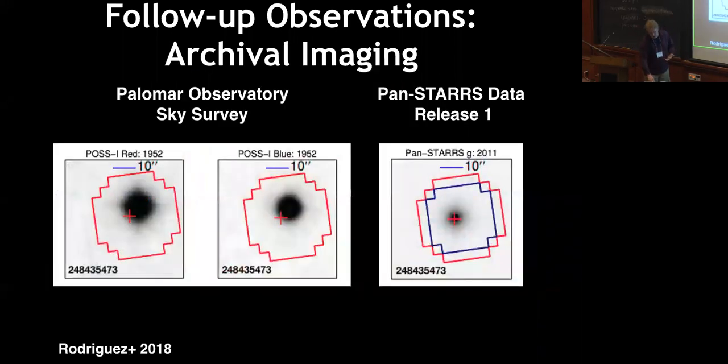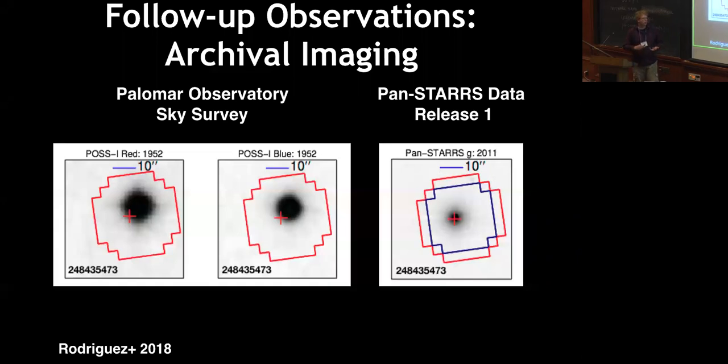We also looked at images that have been taken over the course of the last 70 years almost. So these are observations from the Palomar Observatory Sky Survey, which were taken in 1952. That's really cool, as we can see in some cases, when we're lucky, that stars may have moved due to their proper motion over the decades since then. So in this case, you can see that the present day location of the star, which is shown by this red cross, is on the outskirts of the image of the star in 1952.